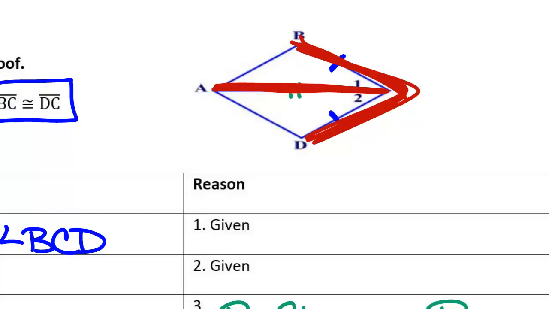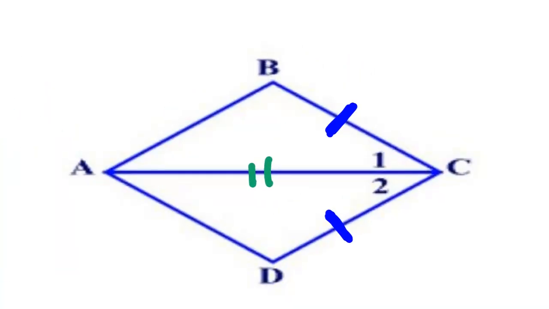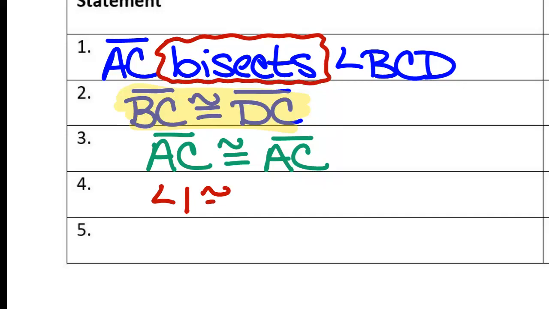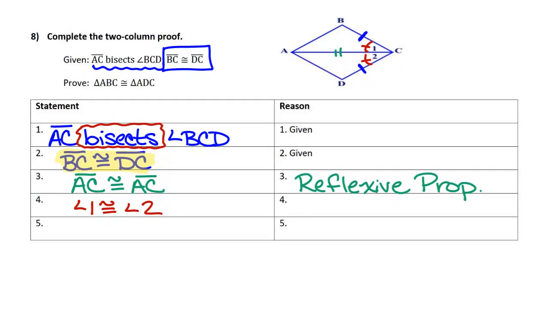ACB or BCA. Or I could call it angle 1. I've got this little 1 in the corner. I can call it angle 1. I can cheat. What angle would angle 1 be congruent to? Angle 2. Let's mark them as congruent. I'm going to say angle 1 is congruent to angle 2. I could give it a 3-letter name. Angle BCA is congruent to angle DCA. There's nothing wrong with doing it that way.